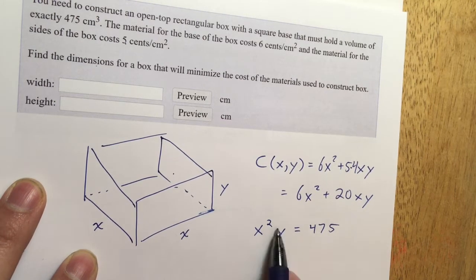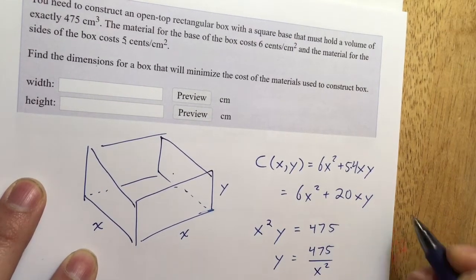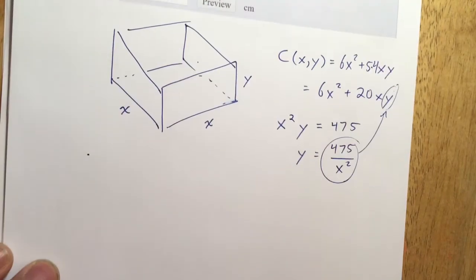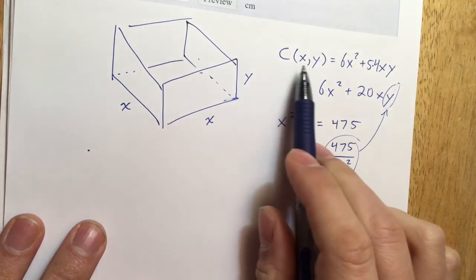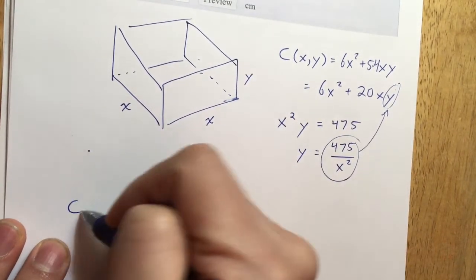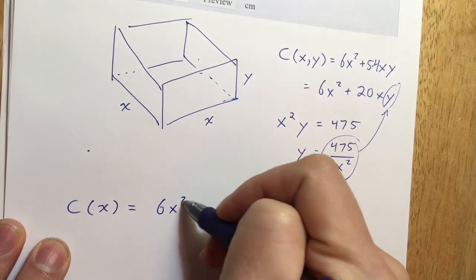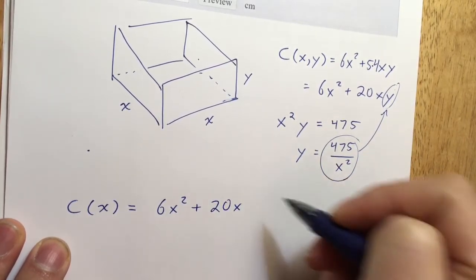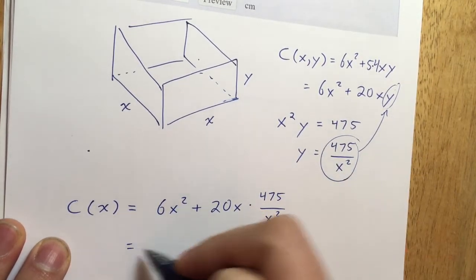So I can solve this for y and then insert that into this other equation. y is equal to 475 divided by x squared. I'm going to take this and plug it in for y over here. So I end up expressing the cost as a function of a single variable, just x. Really, I can view the cost function as a function of x alone. So we have 20x times 475 divided by x squared.